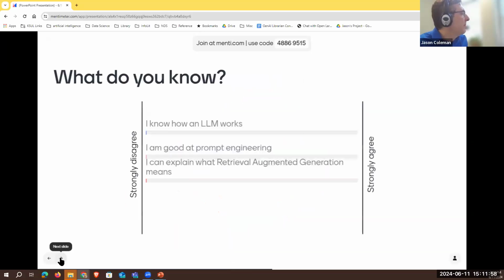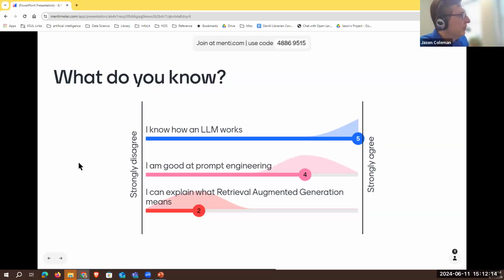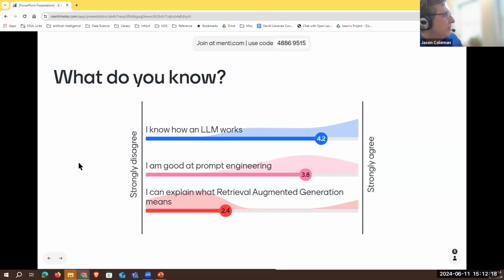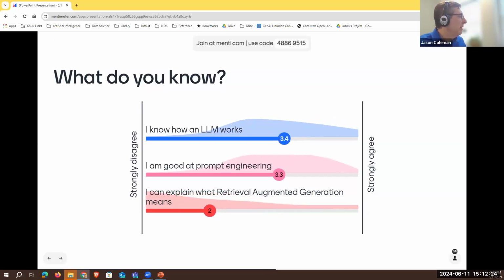So I have a question here now, and that is I want to gauge your perception of your knowledge of these three issues. How an LLM works. So you have to strongly disagree or strongly agree or in between with how I know how an LLM works. I am good at prompt engineering. I can explain what retrieval augmented generation is and means.